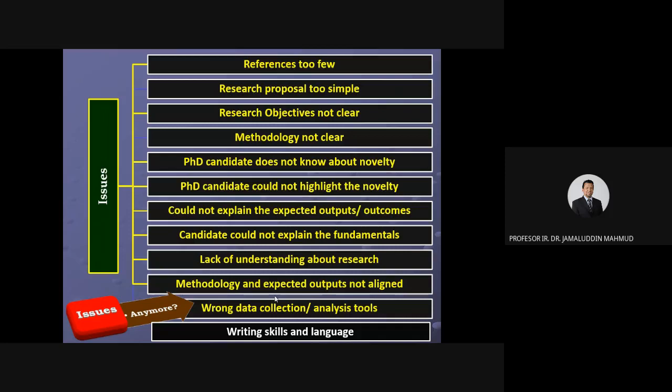So this is something we can help the students with, because sometimes they do not understand, especially when doing statistics, talking about variance, accuracy, median. All of those terms have a physical meaning. And then the other issue is about writing skills and language.